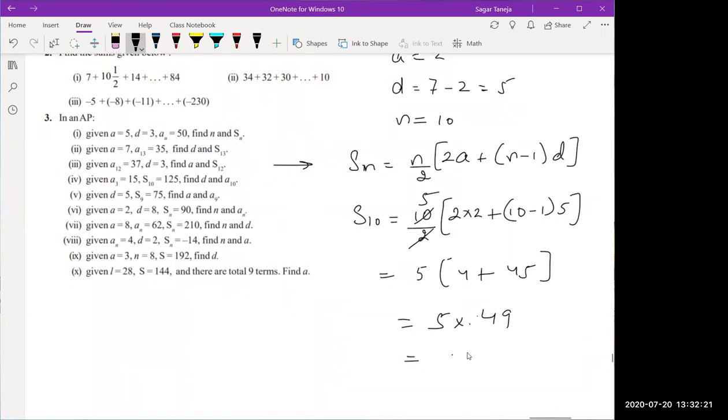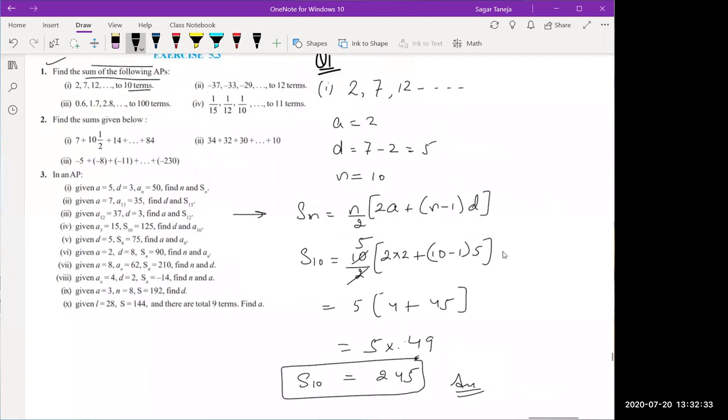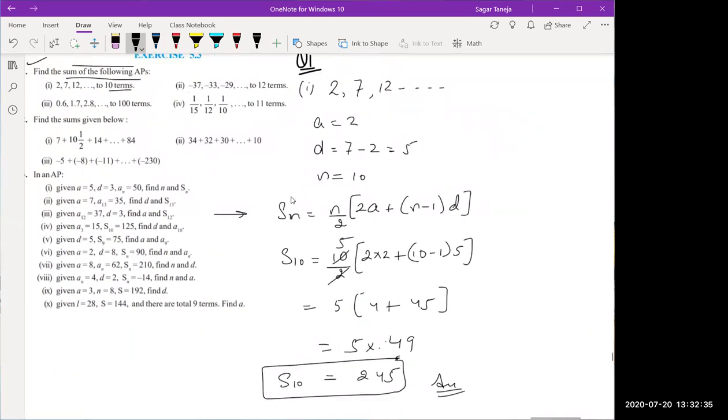That is 245. So this is your answer, where the sum of 10 terms we have calculated, because there were only 10 terms in the AP. So that's why we have used n as 10. And in the same way, you can do all the parts.